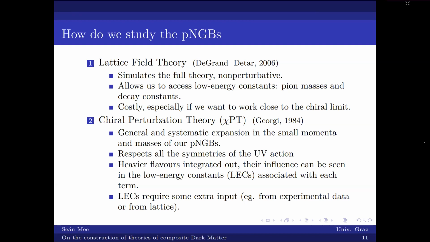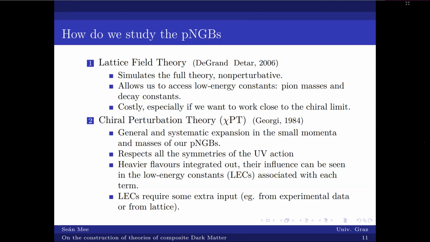So this is a general and systematic expansion in the small momenta and masses of our PNGPs. Right? So we construct a theory which is completely consistent with the symmetries of the UV Lagrangian, but it's not perturbative in any gauge coupling or anything like this, but in the momenta and the masses of our PNGPs. So this is really a description which is valid only in the chiral limit when the quark masses are small, but in principle, we can just integrate out heavier flavors, and their influence can then be seen in the low energy constants with each term in the expansion.